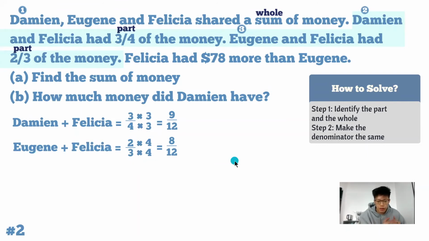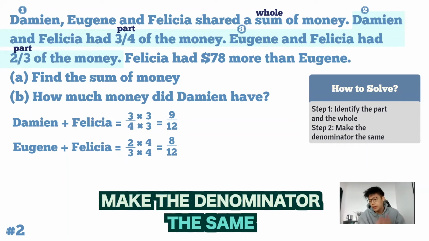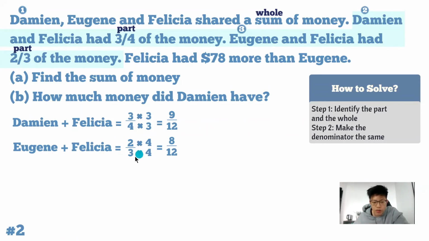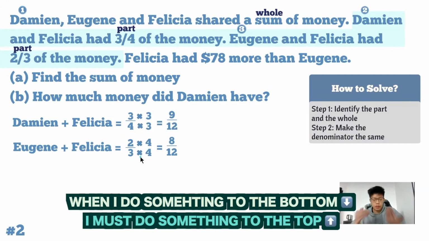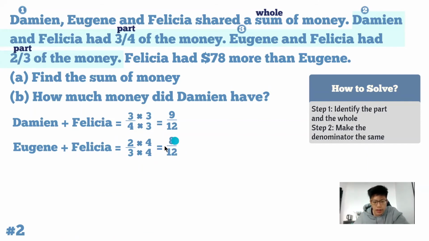The common multiple for 4 and 3 is 12, right? 4, 8, 12. 3, 6, 9, 12. So what I want to do is make the denominator the same, and that's how I do it. I multiply by 4 over here. When I do something to the bottom, I must do something to the top. Okay, you can see over here, I get 8 over 12.